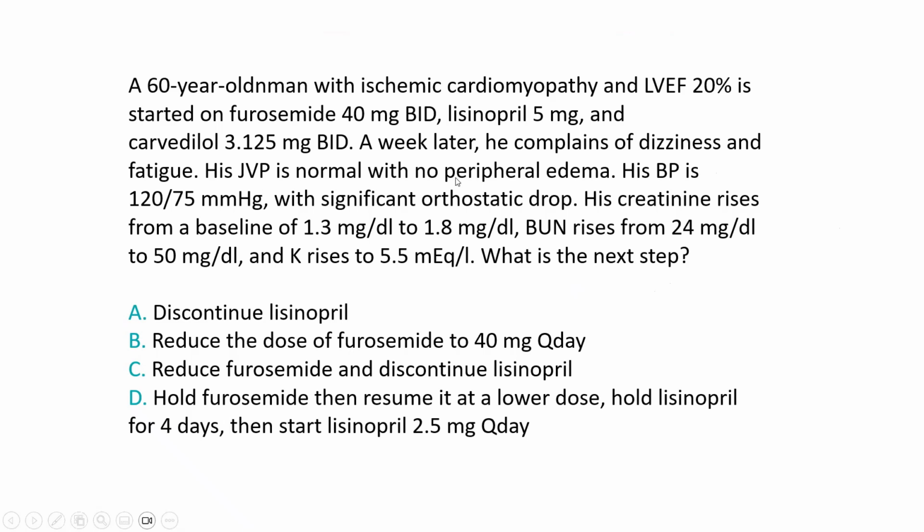Also, imagine another case scenario. If this patient's JVP was normal and he was having more severe dizziness along with a more severe rise in BUN, a doubling of BUN, in this particular case, I would reduce furosemide and actually hold it for a day, then restart furosemide at a lower dose, and I would hold lisinopril for a few days just to allow the renal function to recover. Then I would restart it, whether the same dose or maybe half the dose.